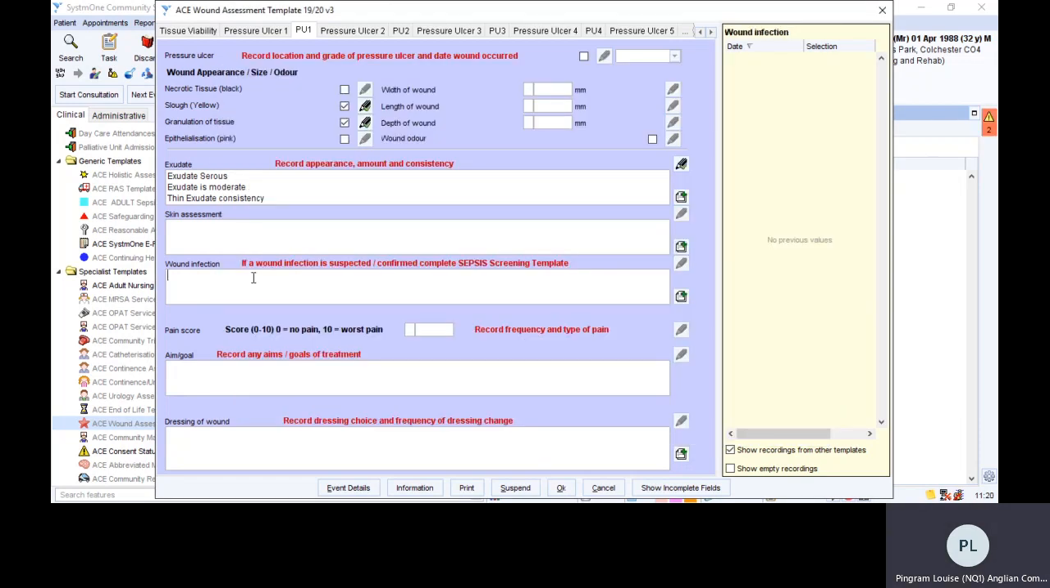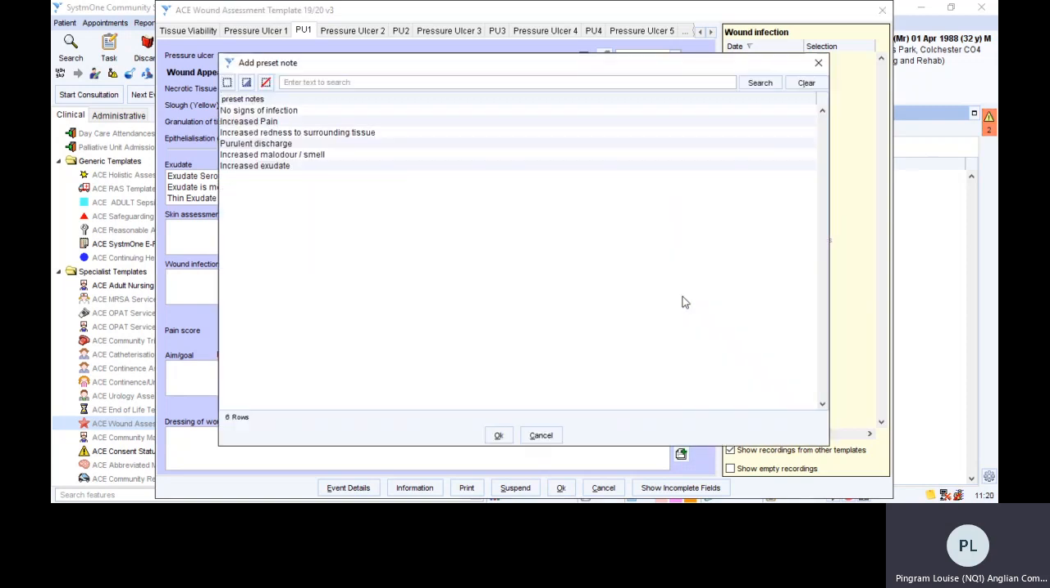Okay. The next tab is about wound infection. So this just gives you prompts to remind you of what the signs of wound infection are. Just remembering that one of these signs on their own does not mean the patient has an infection. You need to be looking at your whole patient. So if a patient had increased pain, purulent discharge, and an increased smell, you may think that there may be an infection present.